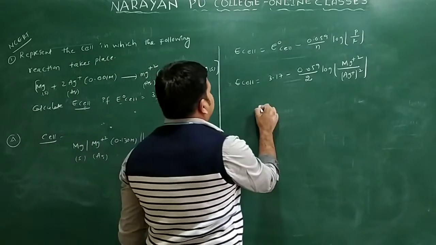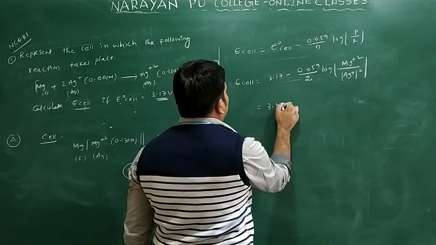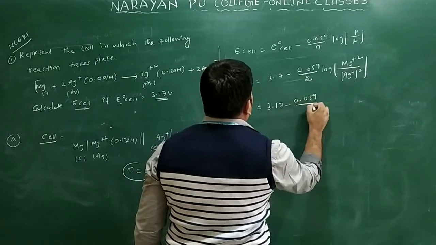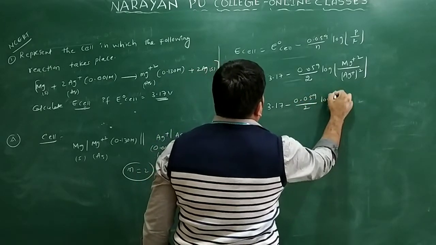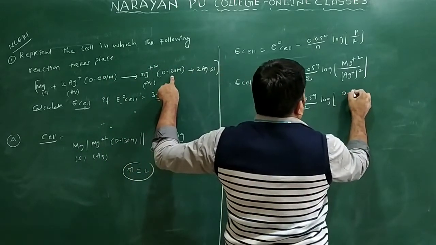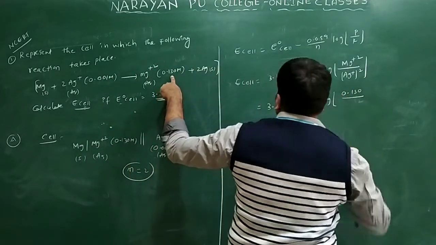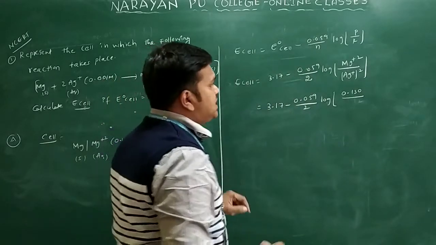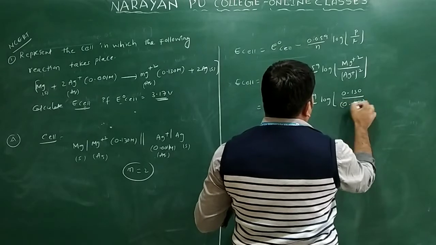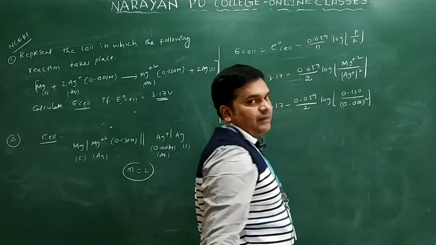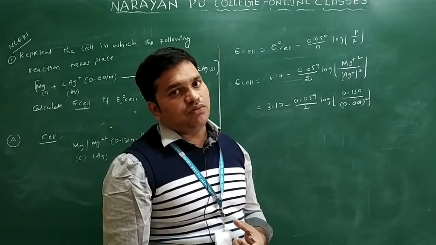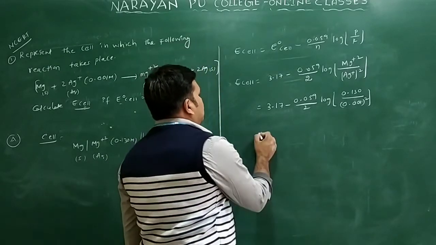Now what do I want to write? E cell is equal to 3.17 minus 0.059 by 2 into log. What is the concentration of Mg plus 2? This is 0.130. And what is the concentration of Ag plus? You will write 0.001 whole power 2 only. Whatever concentrations are given, you substitute in that only. Clear? So now I will write here.